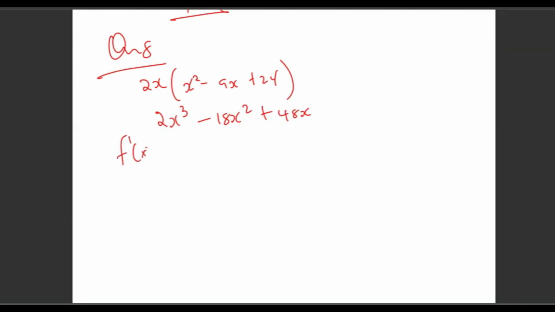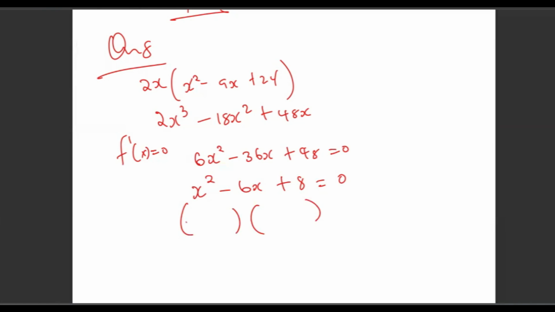Let's get the first derivative and equate it to 0 since we want the turning points. So it's going to be 6x squared minus 36x plus 48 equated to 0. Divide through by 6: x squared minus 6x plus, I'm getting 8 if I divide 48 by 6. Okay, let's open this up: x minus 4, x minus 2. Does that make sense? Perfect. So x is either 4 or 2.